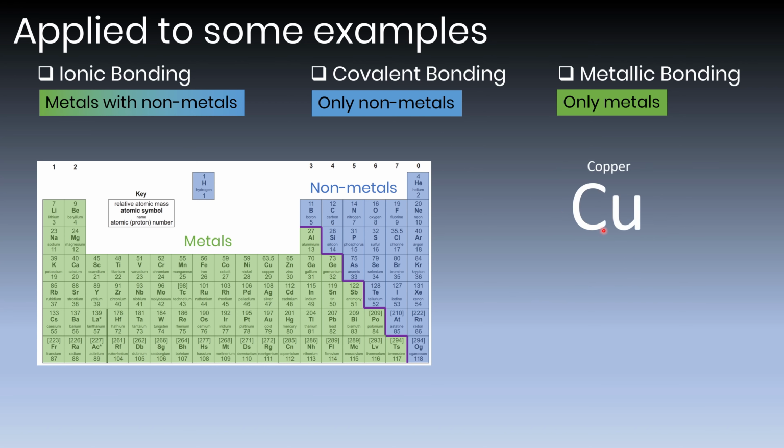Our next example is copper. If we find copper on the periodic table, we can see that it's a metal. And as it's the only element this substance contains, it must be metallic bonding within copper.